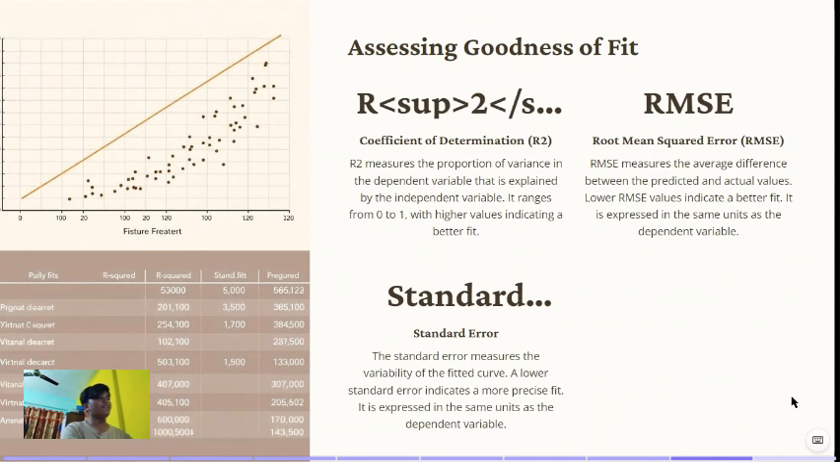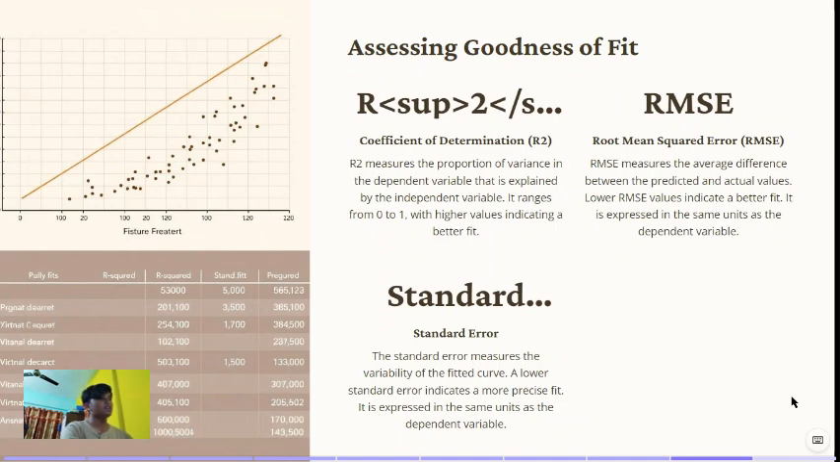Assessing goodness of fit. Coefficient of determination, R2. R2 measures the proportion of variance in the dependent variable that is explained by the independent variable. It ranges from 0 to 1, with higher values indicating a better fit. Root mean squared error (RMSE). RMSE measures the average difference between the predicted and actual values. Lower RMSE values indicate a better fit. It is expressed in the same units as the dependent variable.